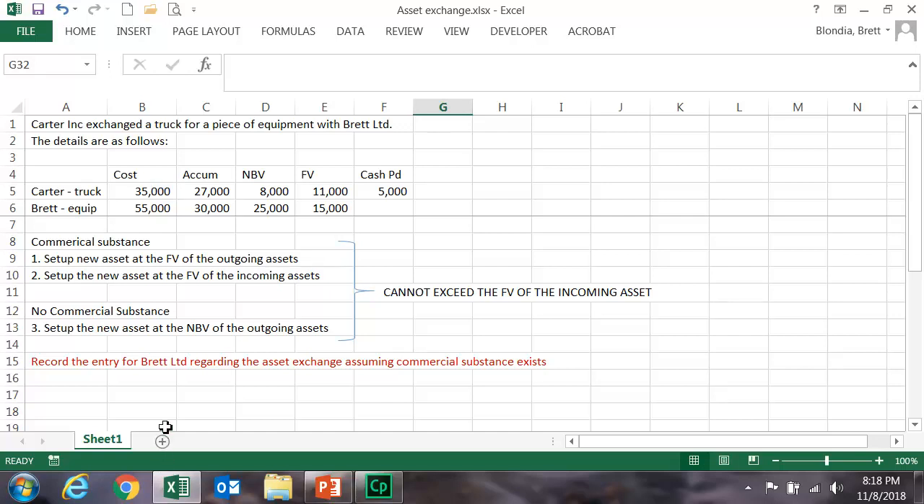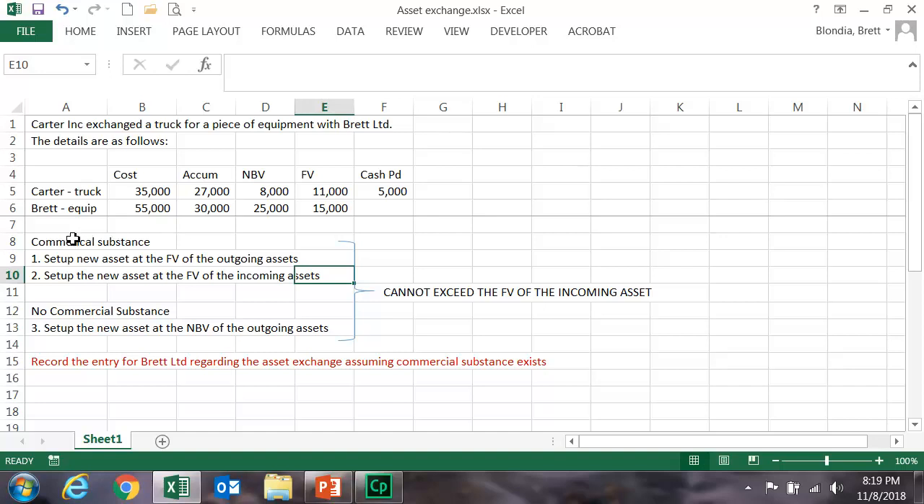Carter Inc. has a pickup truck. It had a cost of $35,000, has accumulated depreciation of $27,000, meaning that it has a remaining net book value of $8,000. It currently has a fair market value of $11,000. In addition to giving that truck up, Carter also paid $5,000 to Brett Limited. In exchange, Brett Limited gave to Carter a piece of equipment that had a $15,000 fair value. Now, we're going to answer several questions here from both companies' perspectives, from Carter Inc.'s perspective and from Brett Limited's perspective. Okay?